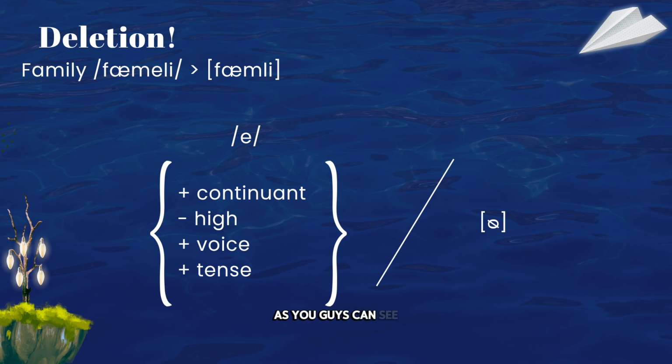As you guys can see, the distinctive features of E is plus continuum, minus high, plus voice, and plus tense. The analysis discovered that the vowel A is deleted, which changed the structure of the word. When A is removed, the following consonant L becomes more prominent in the syllable. As a result, the original vowel is pronounced as a schwa. This is a common pattern in English, especially in unstressed syllables, where vowels often become weaker and more centralized.